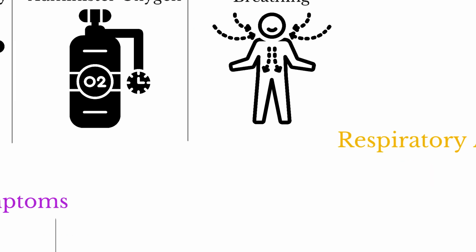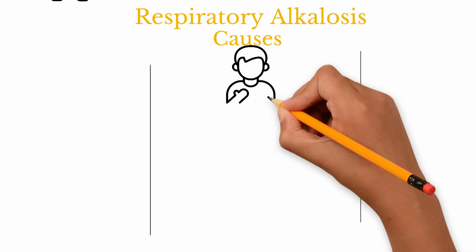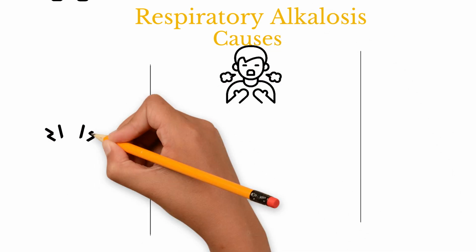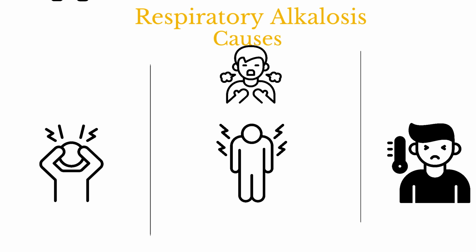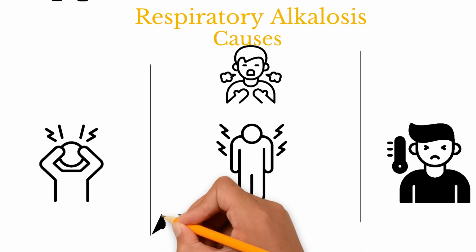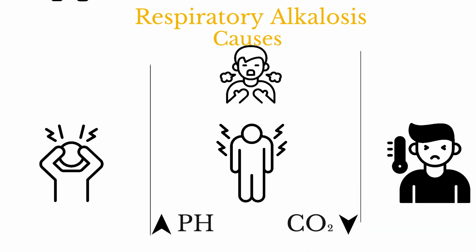Now let's go to respiratory alkalosis. What are the causes? Hyperventilation, which can be due to anxiety, pain, fever, and things like that. In these cases, the pH is high and the CO2 is low. These patients are losing too much CO2 from loud breathing. It's the opposite of acidosis.